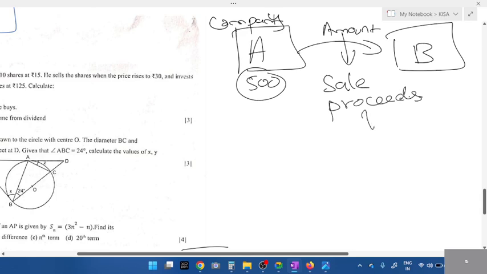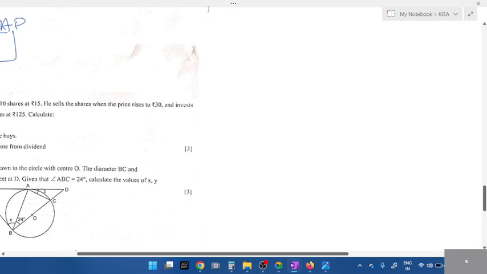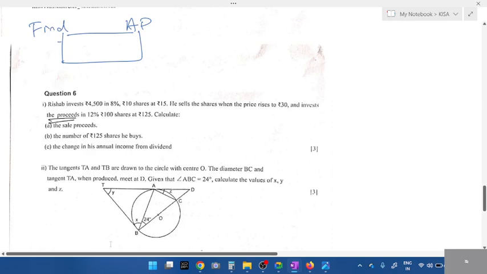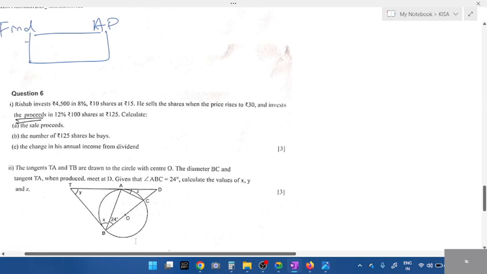And the formula for sale proceeds is investment. We take sale proceeds or investment. Remember, use the same formula, students. Whether it is sale proceeds or investment, we use the same formula. Only the names are different. Now, I'll be quick. First, Rishabh invests 4,500 rupees. What's his first investment? Investment is equal to 4,500, and percentage is given.